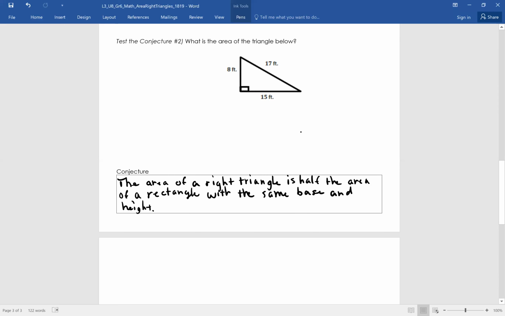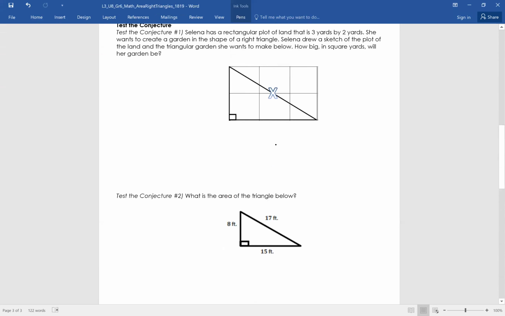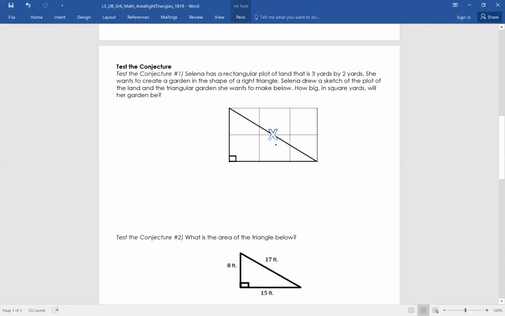Let's go ahead and test this out to see how it works. So it says, Selena has a rectangular plot of land that is 3 yards by 2 yards. So I believe this is the 2. Its height is 2. And its base is 3. Okay, I'm gonna underline that. She wants to create a garden in the shape of a right triangle. Selena drew a sketch of the plot of the land and the triangular garden she wants to make below. How big in square yards will her garden be?